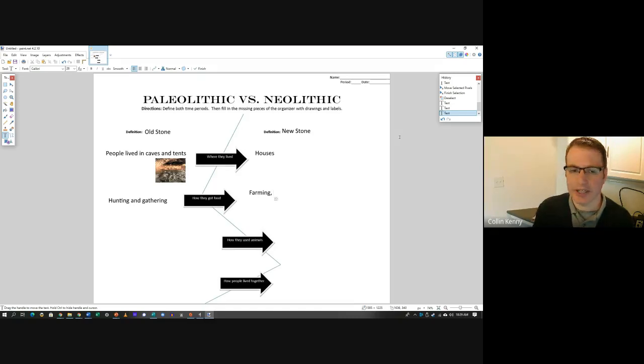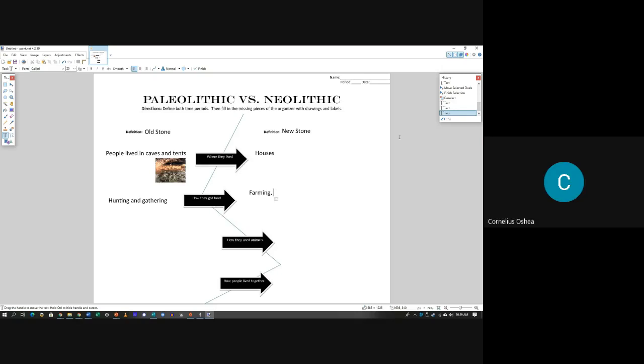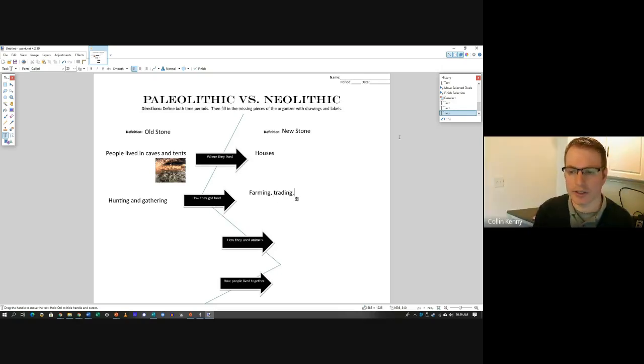How else, Con? Besides farming, how else did they get food? Trading. Trading, sure. What else, Adelina? Raising animals. Yeah, domesticated animals. And hunting and gathering. Remember, they're not going to stop hunting and gathering. They're just going to have other ways of getting food, too.